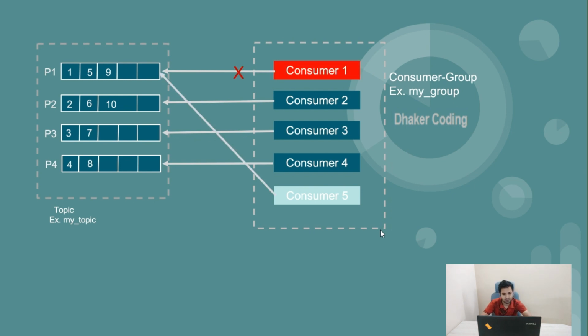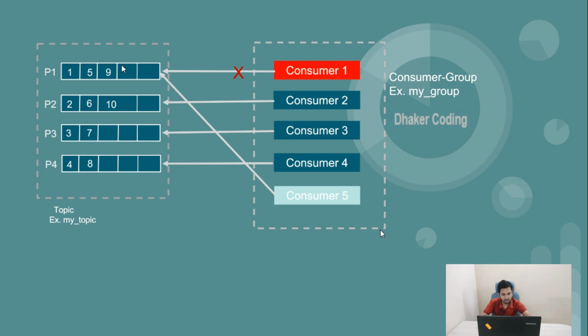So let's say consumer 1 is removed. Now consumer 5 becomes active and reads from partition P1 from the last offset where consumer 1 left off. I hope this gives at least a basic understanding of how consumer groups work and where to use them.